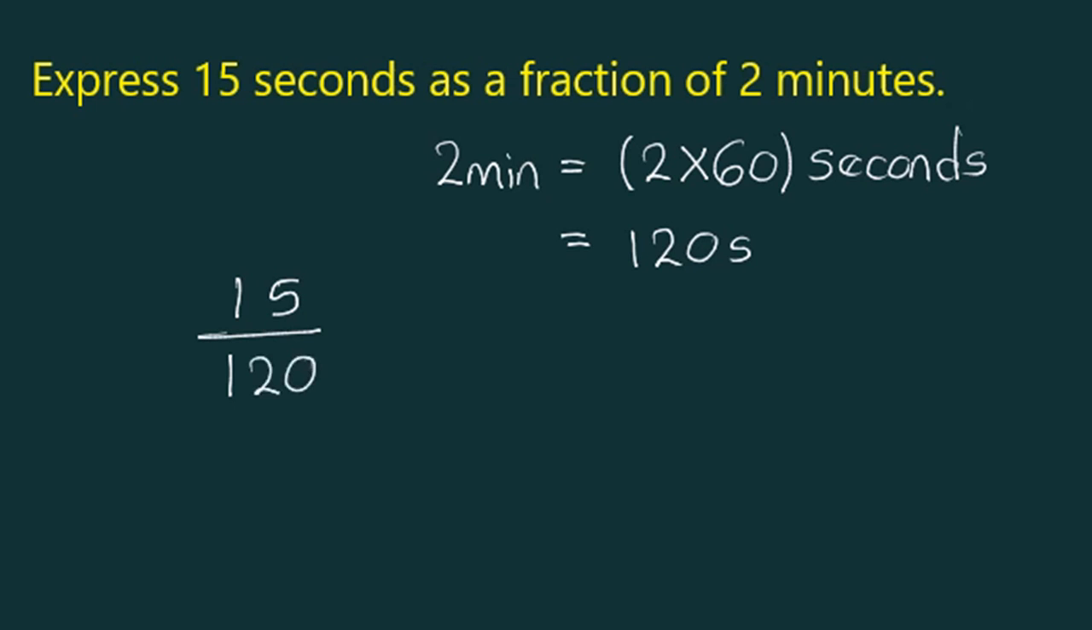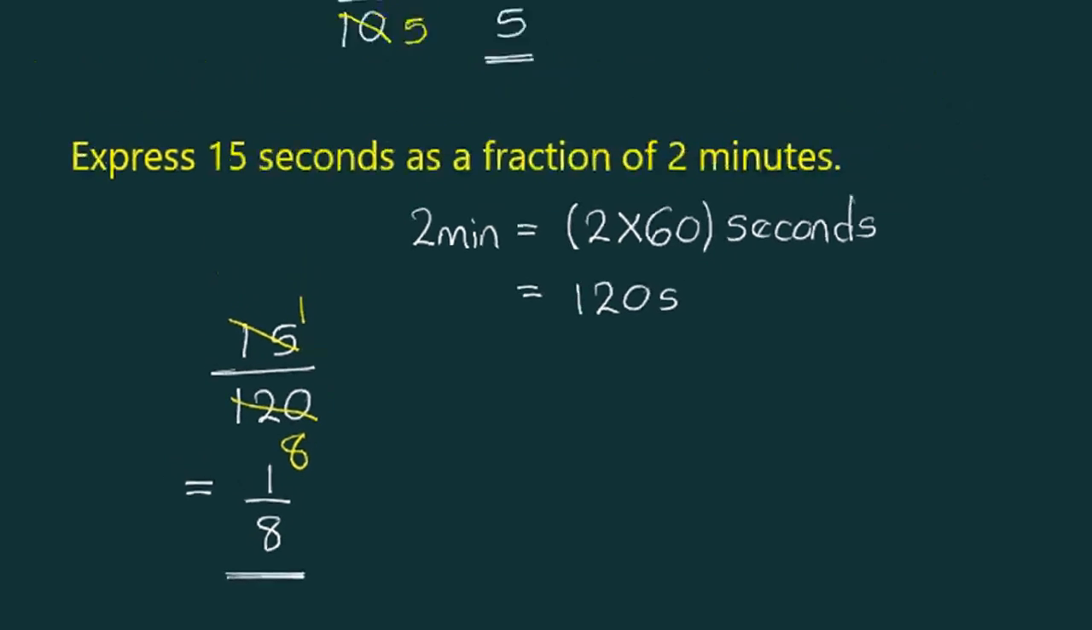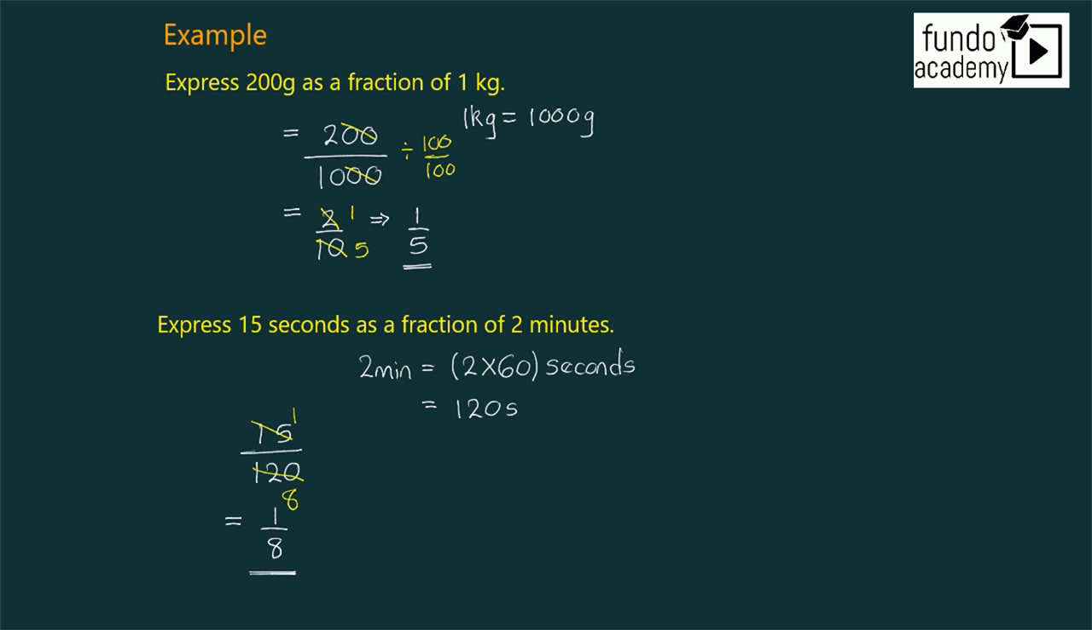120. And if we are to reduce this to lowest terms, we can divide numerator and denominator by 15. So dividing the numerator by 15, we get 1, and dividing the denominator by 15, we get 8. So our answer comes out as 1 over 8. So that's our solution right there. So that's very important for you to know how to express a certain quantity as a fraction of another.